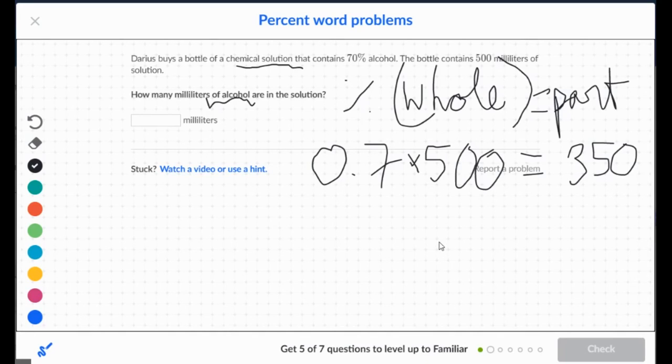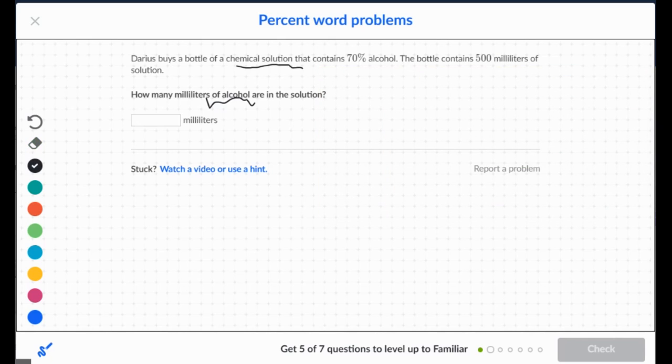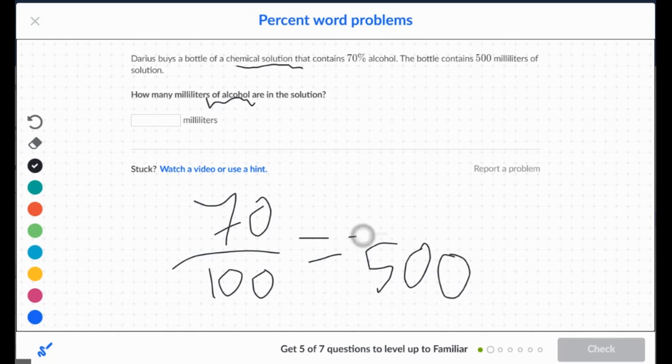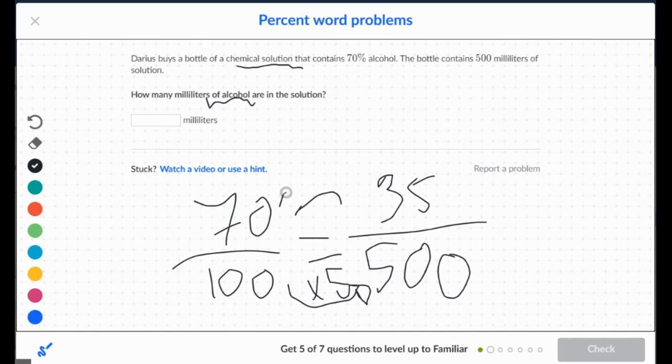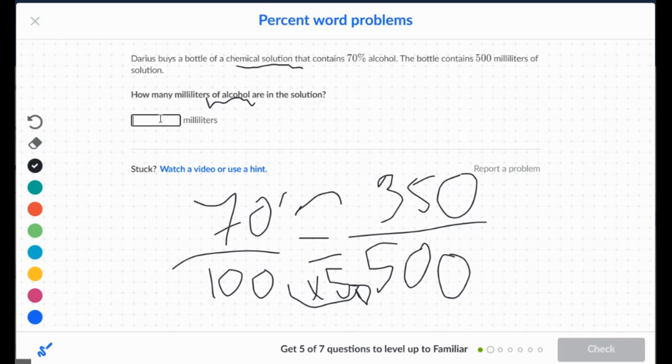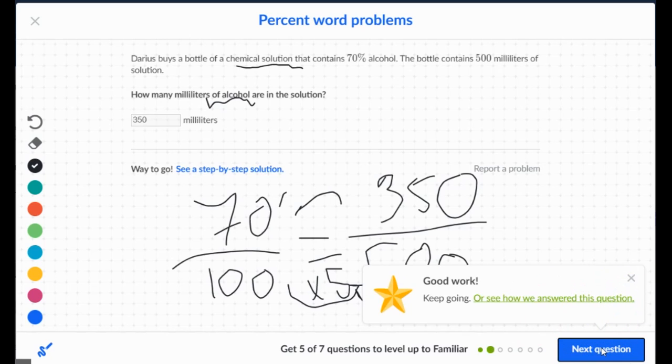We can also use the other method, which is the ratio method. And so if I have 70%, the special fraction with a denominator of 100, and I have 500 as my denominator here, you'll see that to get from 100 to 500 is times 5. So I do the same thing. 70 times 5 is 35 with a 0 on the end. So I get 350, and that is my answer. 350 milliliters of alcohol.